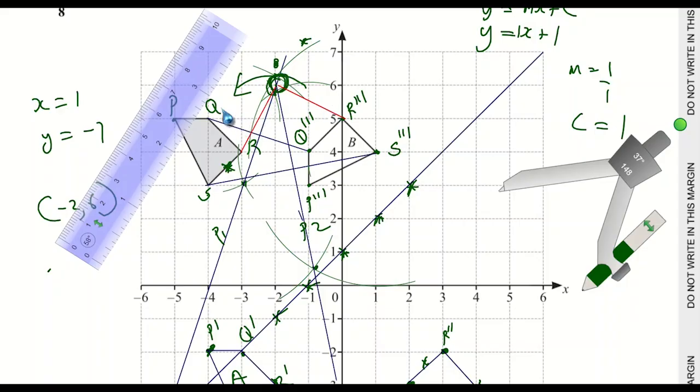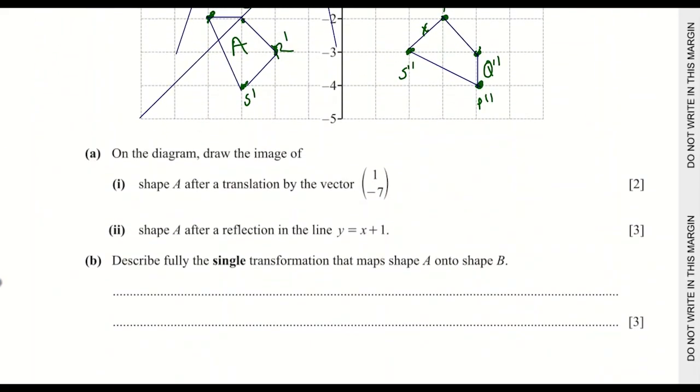Previously I wanted to make use of a ruler and a protractor, but from what you can see here, from the center of rotation there is 90 degrees between R and R prime. So from here it is 90 degrees. We have the necessary information now.